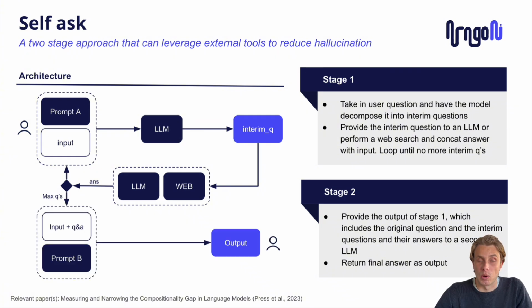So we reach a max questions condition, which effectively could be a hyperparameter that you set. You could say you can maximally ask 5 more questions, or it could be that all of the interim questions have been answered. Either way, when this has occurred, we move into this stage 2 approach. And in the stage 2 approach, what we provide is the original user's input, as well as now the question answer pairs from stage 1. So our prompt now says, based on this input and question answer pairs, actually answer the question. This output then is provided to the user.